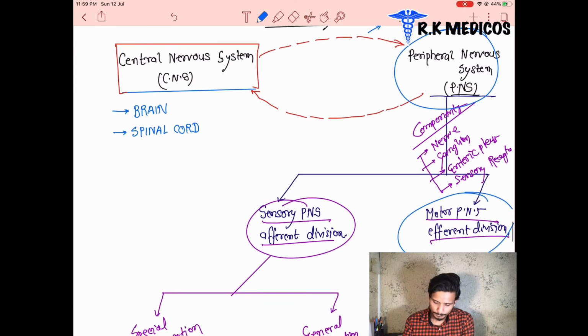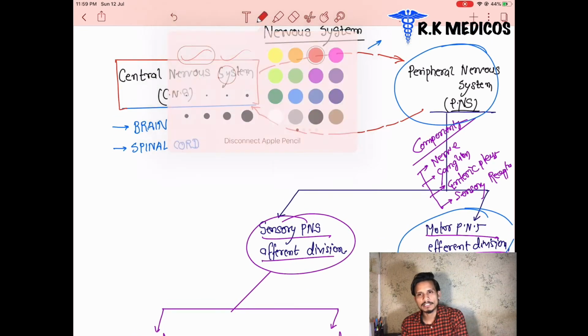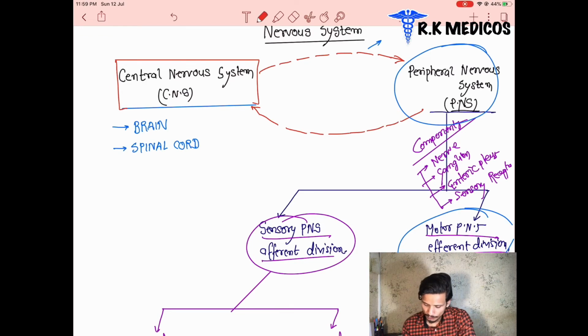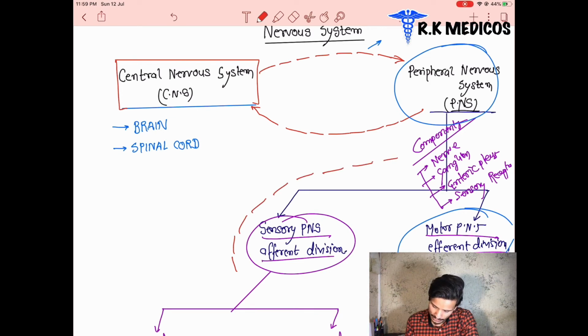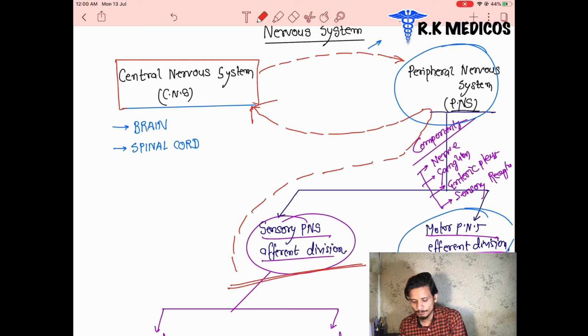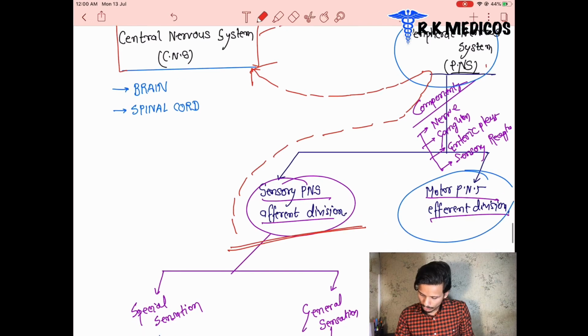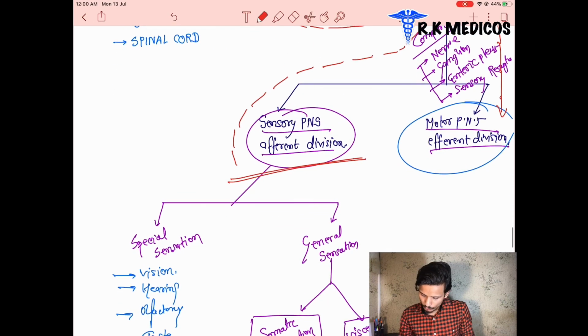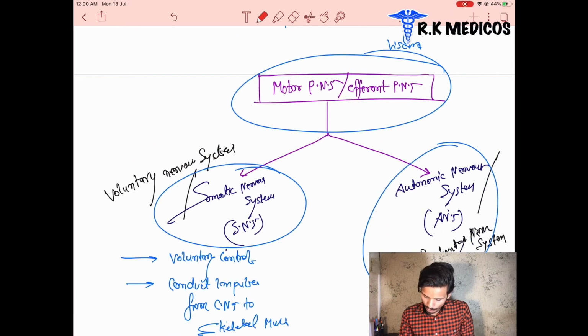Now we can see the movement of information, from where to where. All the sensory impulses, general or somatic, move through the PNS to the central nervous system. They move from the sensory PNS, or the afferent PNS, to the central nervous system. But from the central nervous system, impulses come to the PNS and move further as motor impulses, towards the autonomic nervous system, or also towards the somatic nervous system.